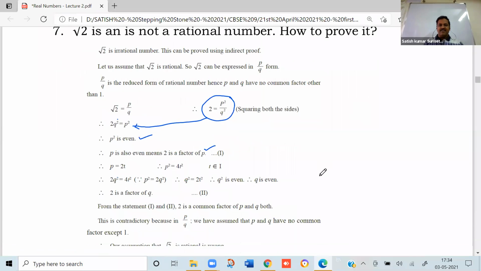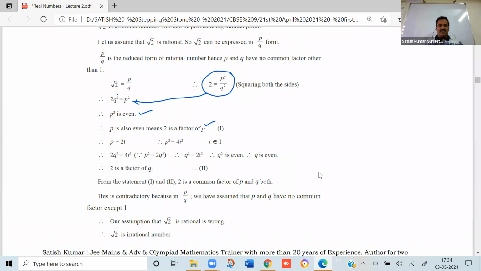Once 2 is a factor of p, we can write in the general form p equal to 2 into t. Now substitute p equal to 2t here. Then 2q square equals 4t square. Then q square equals 2t square. Then q square is again a multiple of 2. That means q square is even. Then q is also even. That means 2 is a factor of q.